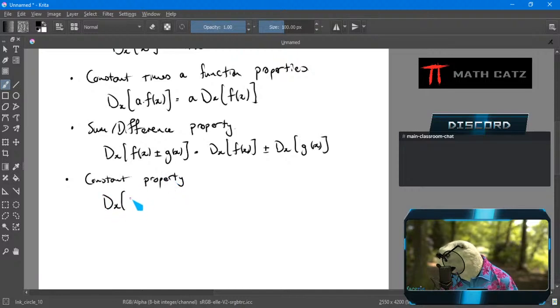If I have a constant function, I know that's horizontal. Slope of horizontal line, 0. Okay. So all these are the ones we have so far.